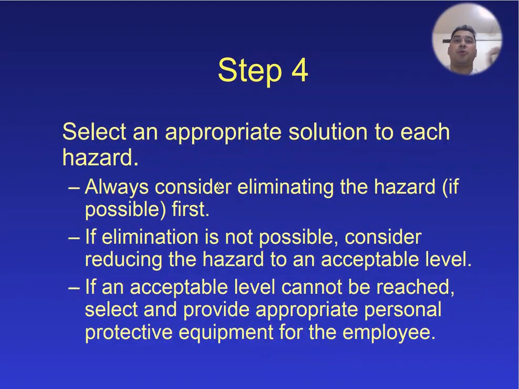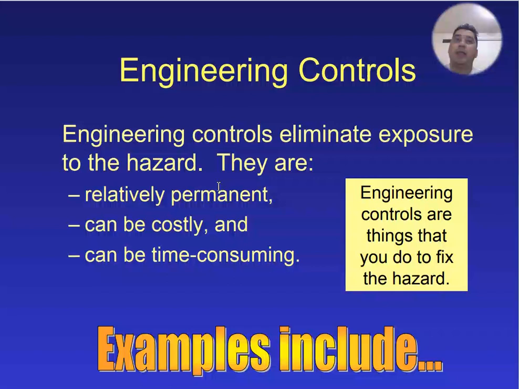Step number 4, select an appropriate solution to each hazard. Once you identify the level of risk, then you have to select the solution. Always consider eliminating the hazard first. If eliminating is not possible, then consider reducing the hazard to an acceptable level. If an acceptable level cannot be reached, select and provide appropriate personal protective equipment for the employee. After that, you can use engineering controls.